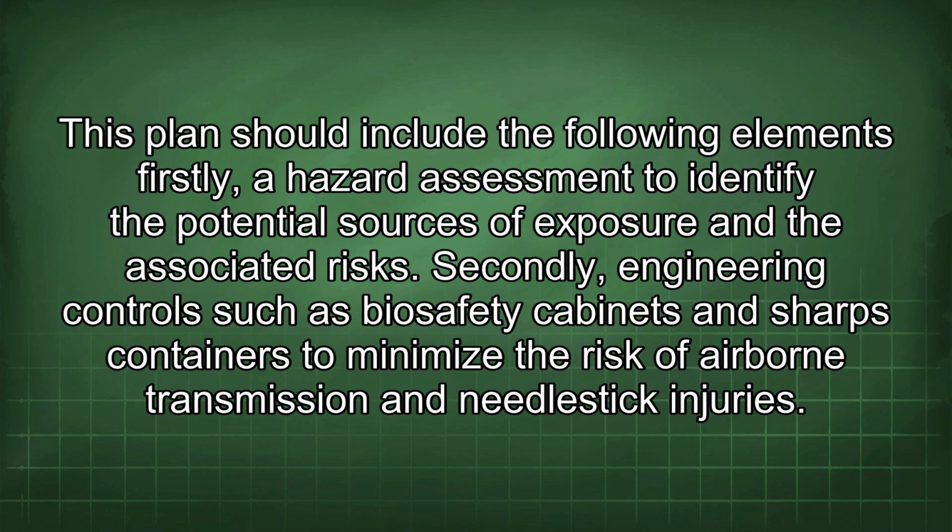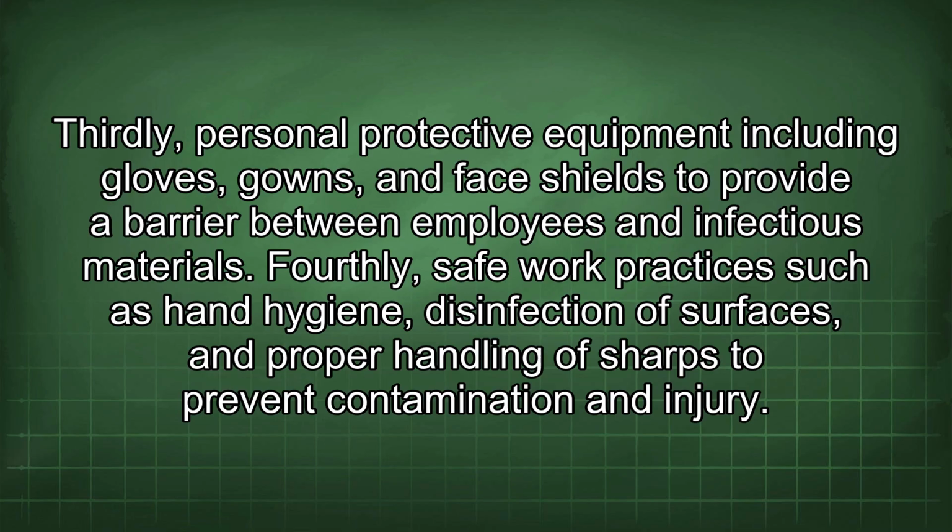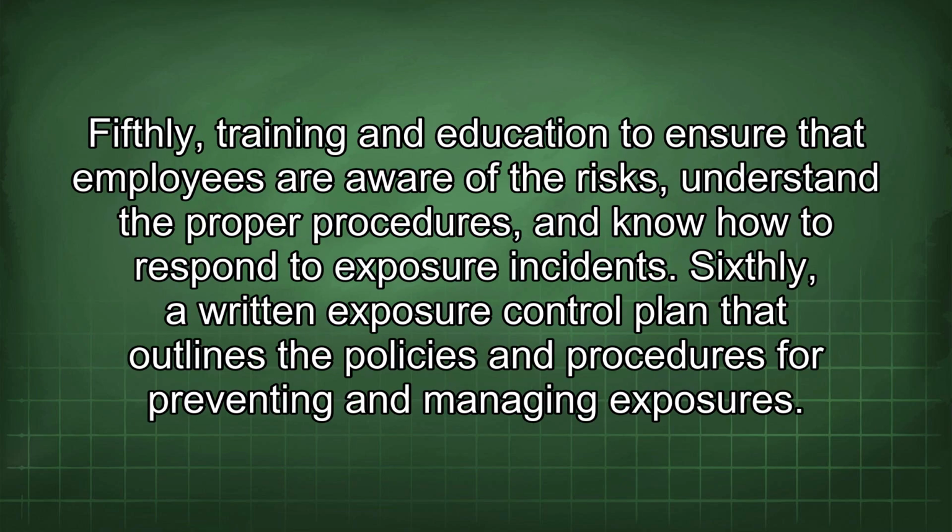Firstly, a hazard assessment to identify the potential sources of exposure and the associated risks. Secondly, engineering controls such as biosafety cabinets and sharps containers to minimize the risk of airborne transmission and needle stick injuries. Thirdly, personal protective equipment including gloves, gowns, and face shields to provide a barrier between employees and infectious materials. Fourthly, safe work practices such as hand hygiene, disinfection of surfaces, and proper handling of sharps to prevent contamination and injury. Fifthly, training and education to ensure that employees are aware of the risks, understand the proper procedures, and know how to respond to exposure incidents. Sixthly, a written exposure control plan that outlines the policies and procedures for preventing and managing exposures.